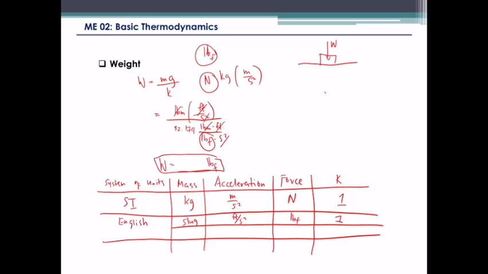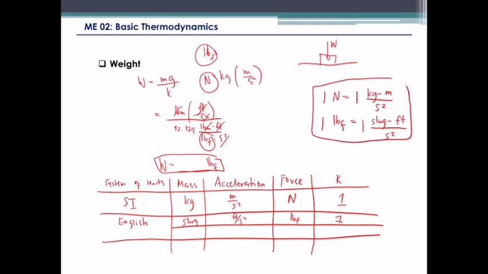Why? In SI, 1 Newton is 1 kilogram meter per second squared. In English, the equivalent of 1 pound force is 1 slug feet per second squared. So the K there is 1. But if you use a unit of mass that is not slugs, if we use pound mass, then the K will have a different value, which is 32.174 pound mass feet per pound force second squared.